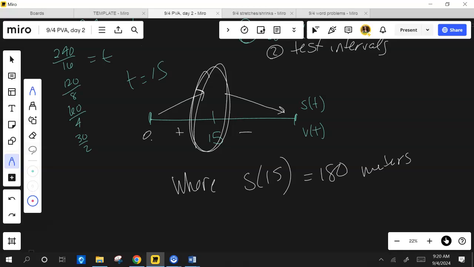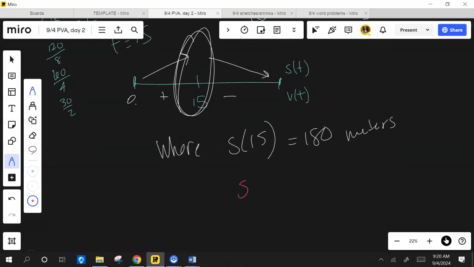When did the rock reach half its maximum height? 7.5. So half of its maximum height happens where? Not when, but where? We're halfway, which is 90 meters. So now, when does 90 meters happen? Not velocity. When is position? Where does it happen?